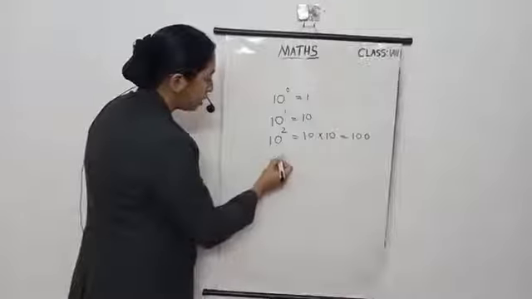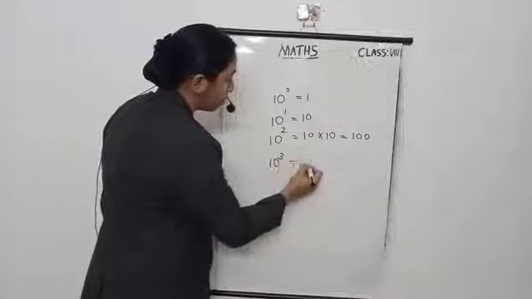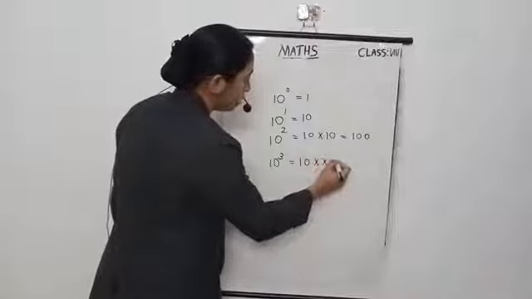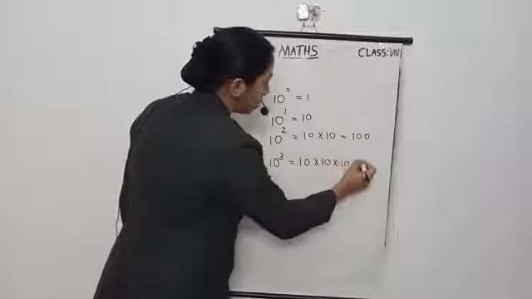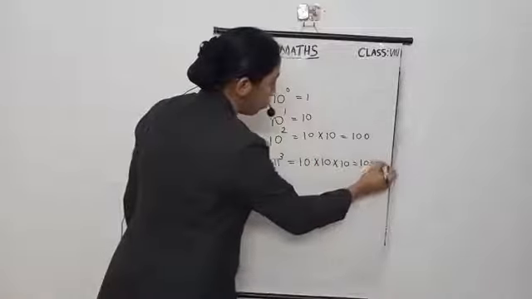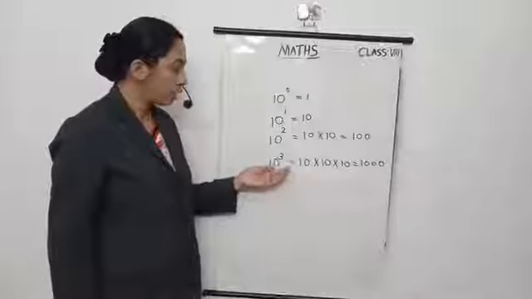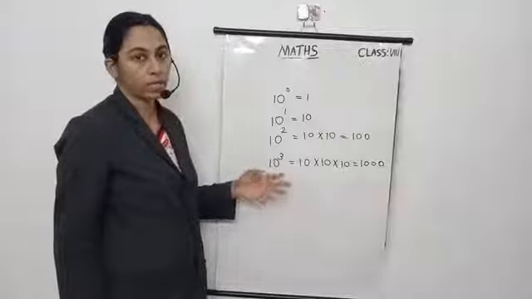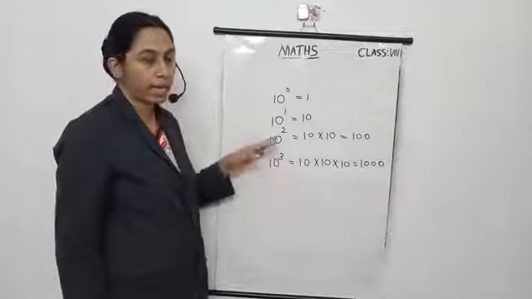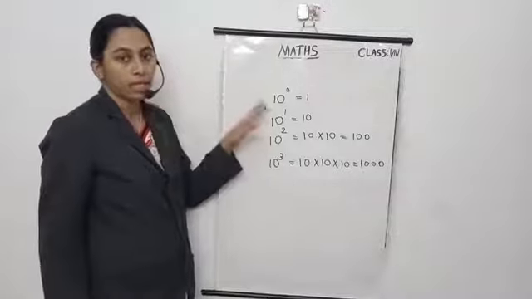Next, 10 raised to 3. 10 raised to 3 means 10 into 10 into 10, equal to 1000. So 1000 we can write as 10 raised to 3. 10 raised to 4 means 10,000. 10 raised to 5 is 100,000. Like that we can express these numbers.